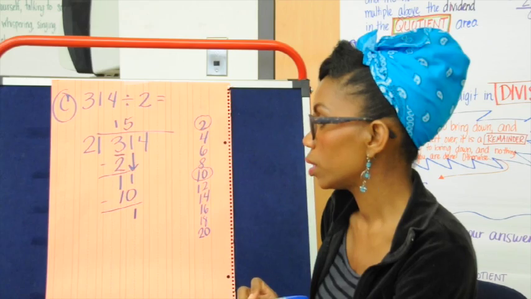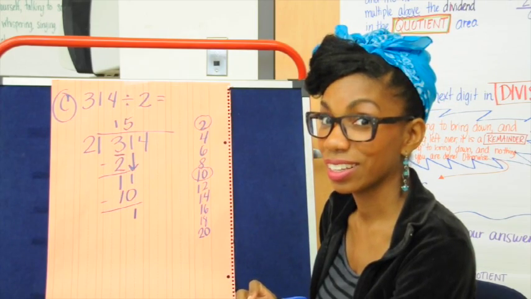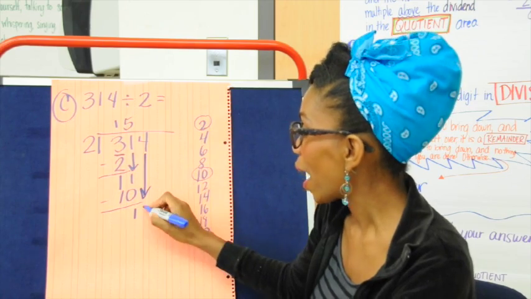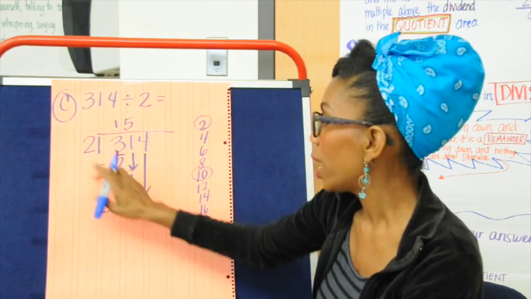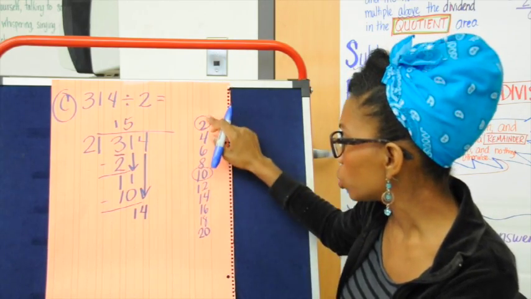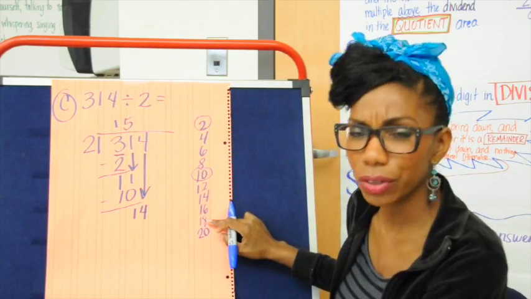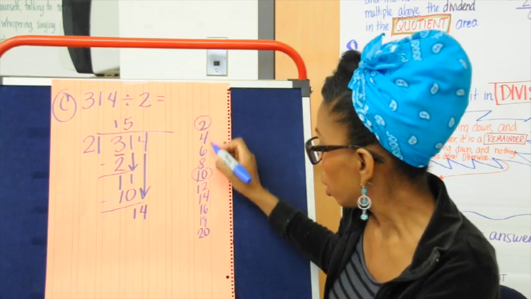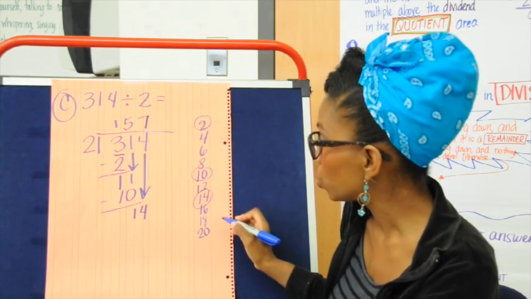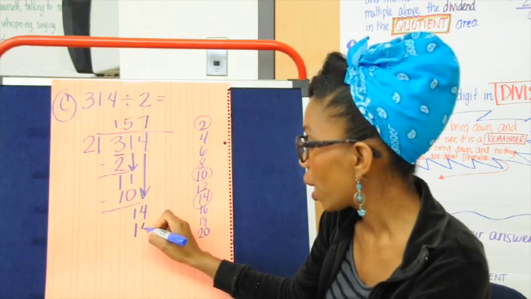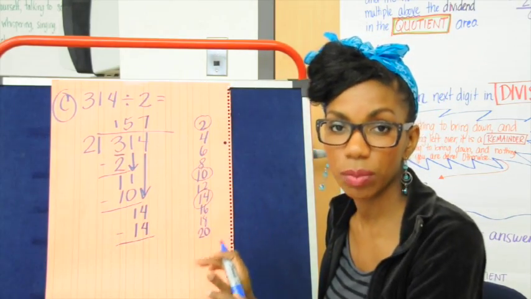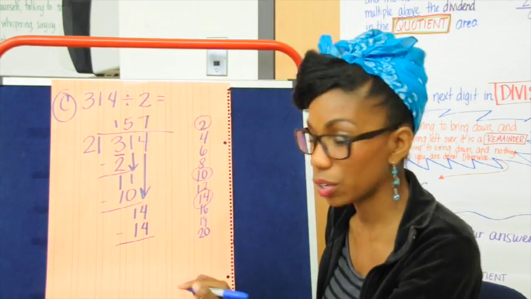Okay? Do you know what we do next? Did somebody say bring down? If you did, you're exactly right. I bring down my 4. Okay, and now I look at the 14. Which multiple of 2 is closest to 14 but not greater than 14? Oh, look, 14 is right here. And 7 times 2 is 14, so I put my 7 there. I put my 14 underneath, and now I subtract this. 14 minus 14 is 0.